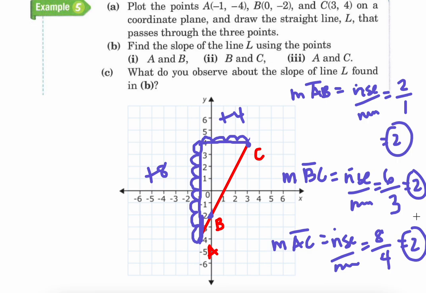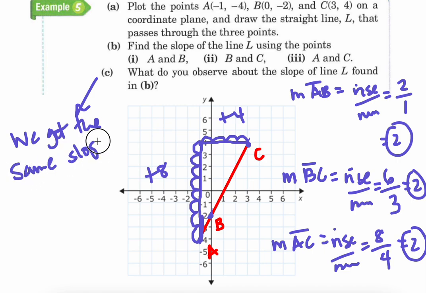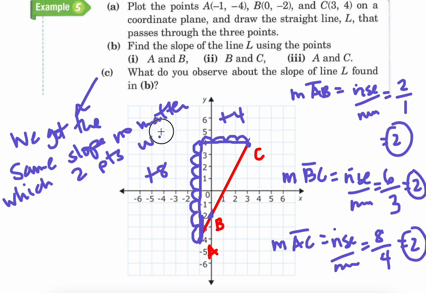What do you observe about the slope of line L? Well, we observe that it's all the same. It's the same exact slope. So let's write that down. We got the same slope no matter which two points we used.